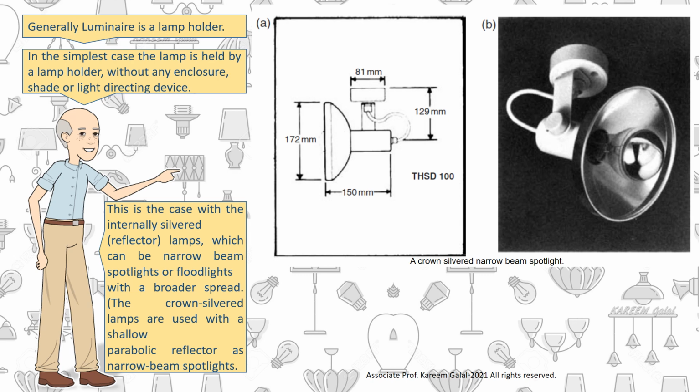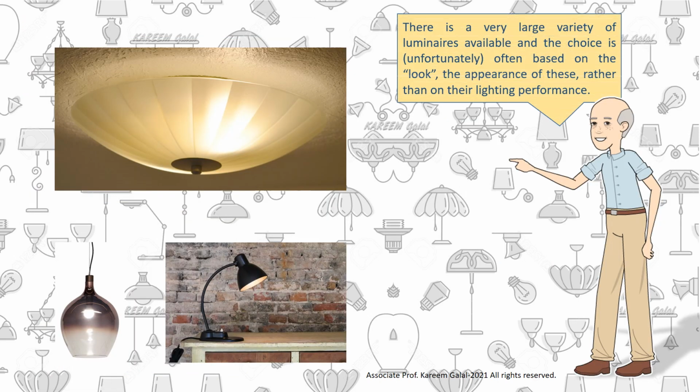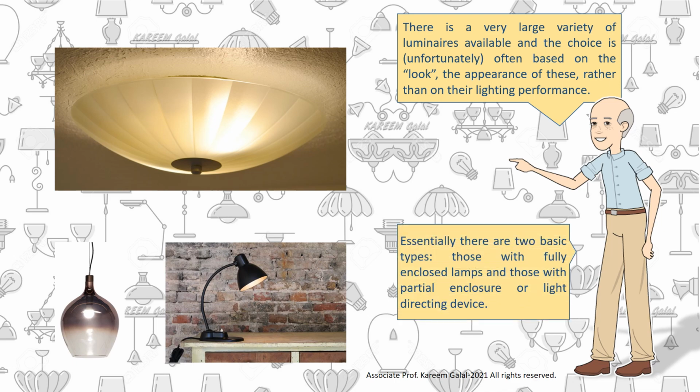With a broader spread, the crown silvered lamps are used with a shallow parabolic reflector as narrow beam spotlights. There is a very large variety of luminaires available, and the choice is, unfortunately, often based on the look, the appearance of these, rather than on their lighting performance. Essentially, there are two basic types, those with fully enclosed lamps and those with partial enclosure or light directing device.